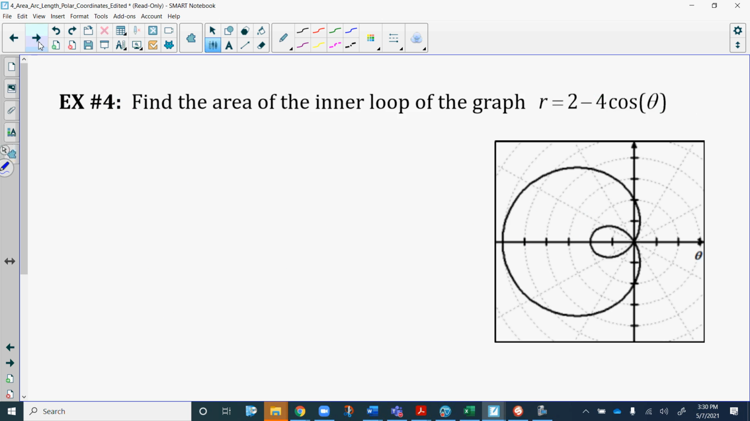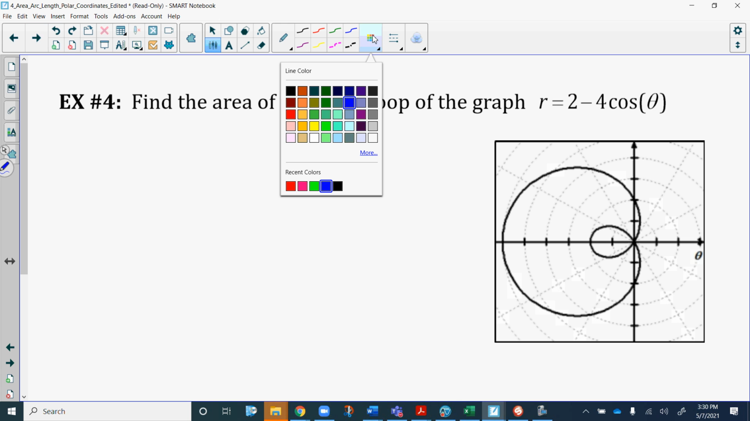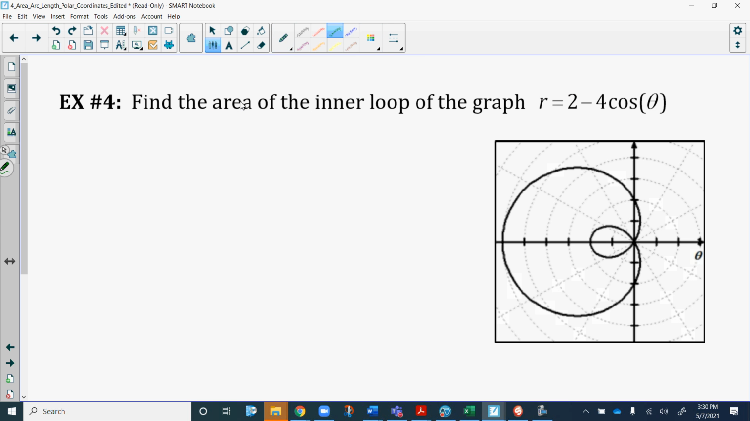But this next one is where things get really ornery. Find the area of the inner loop. So the area of the inner loop is just this guy right here. We're just looking for that particular area. Now, the intervals on this one are going to be a little bit interesting, simply because of the negative on the cosine. That's what's causing the limit to be reflected across the y-axis. Instead of opening to the right, it's opening to the left.